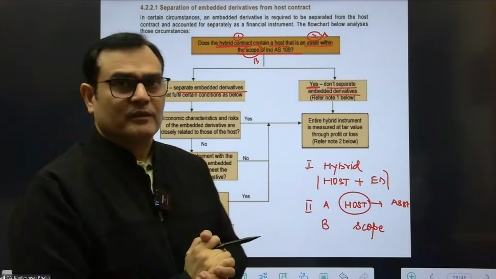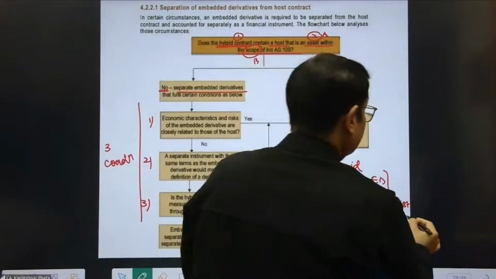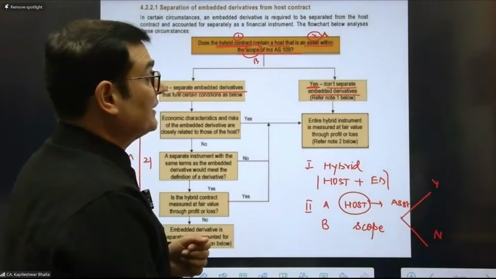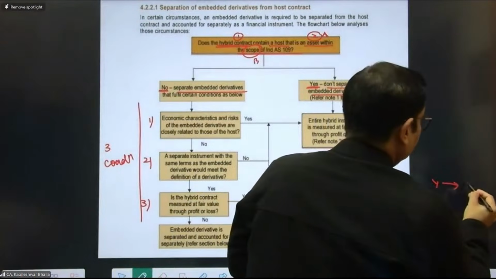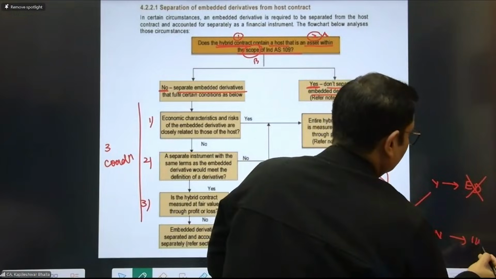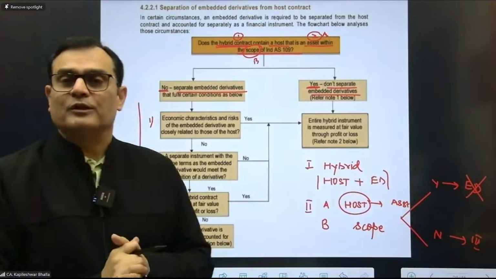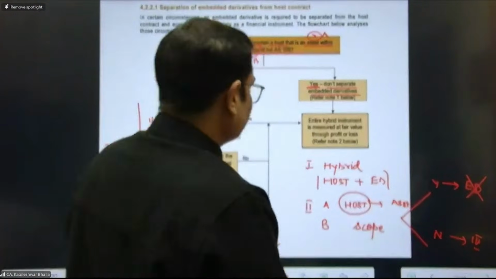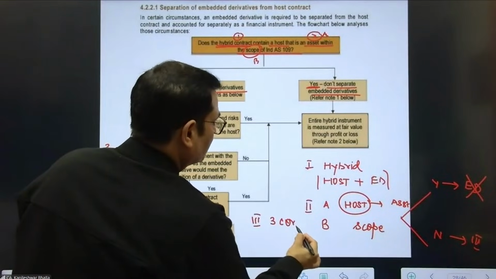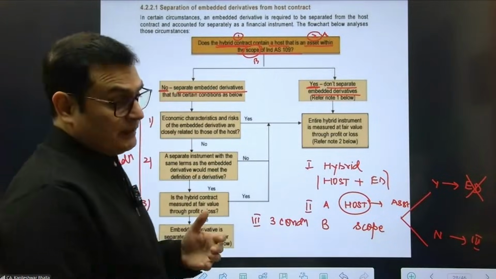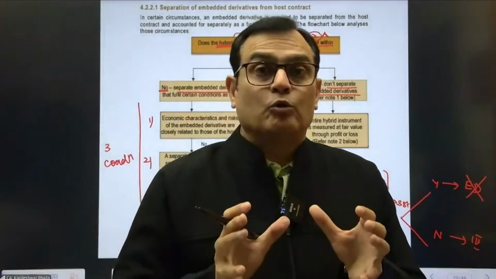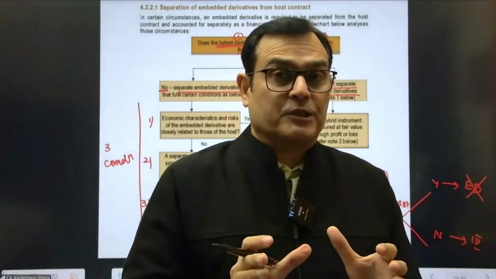So I think in this particular case, if you say yes, then the embedded derivative is not segregated. If you say no, we go to step number 3. In step number 3, you need to evaluate the three conditions. Now, in the study material, they spent a good time explaining how to evaluate those three conditions as well.